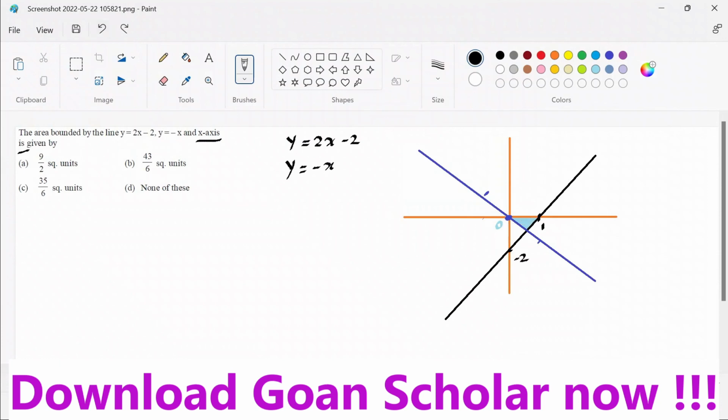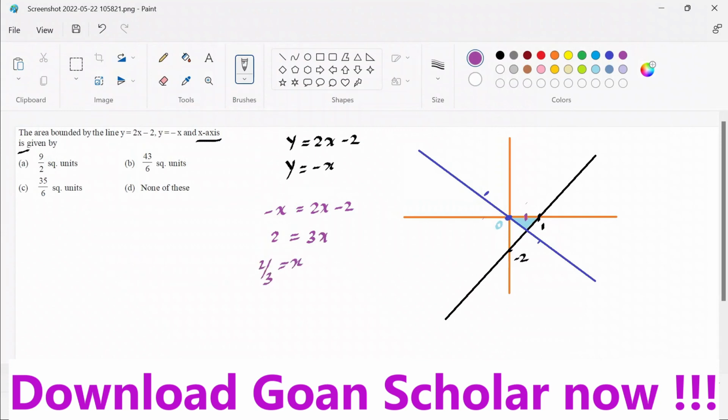We can subtract the area bounded from, but we can do one more thing: we can find the intersecting points and solve it. Let's find it using that. First, let's find the intersecting point. Let's substitute y equals minus x in the first equation. It will be minus x equals 2x minus 2, and taking the minus 2 to the left hand side, that will be 3x. So x is equal to 2 by 3.